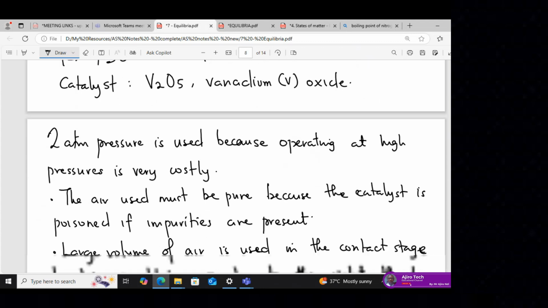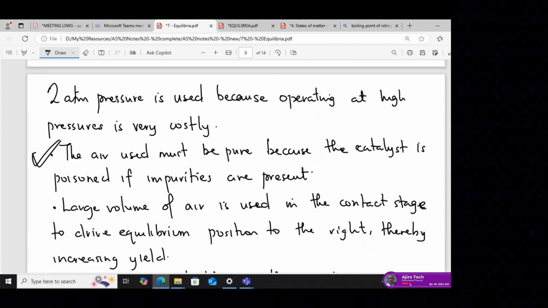Now read this. The air must be pure because the catalyst is poisoned if impurities are present. Do you get that now? So you can't use polluted air. You can't use air that contains dust. It won't work. It must be pure. If not, your catalyst will not work again, and if it doesn't work again, you have to heat it to a higher temperature, because it was the catalyst that helped lower the activation energy requirement. Is that okay? Please go on.